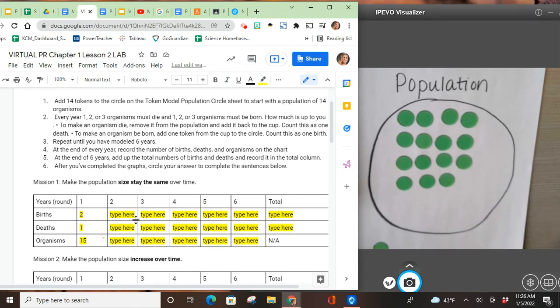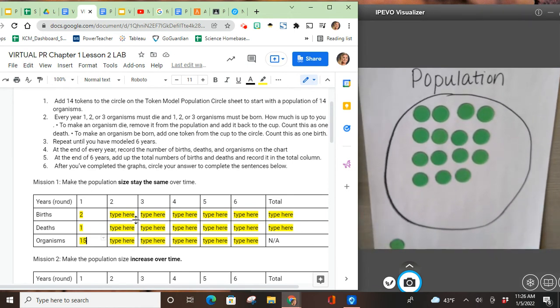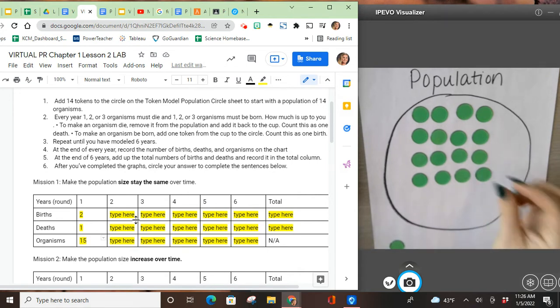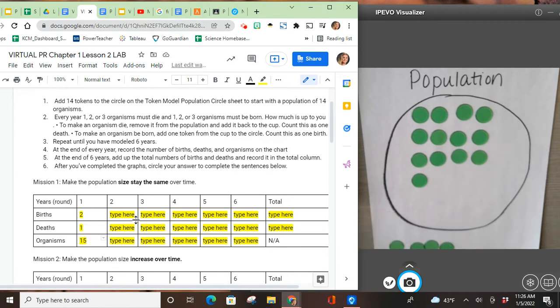Let's go to year 2. In year 2, let's say this year we've got just 1 birth, and I'm going to say we have 3 deaths this year. It was a really cold winter. So on my chart, I'm going to type in my number of births was 1. Our number of deaths was 3. And our organisms left are 4, 8, 12, 13.